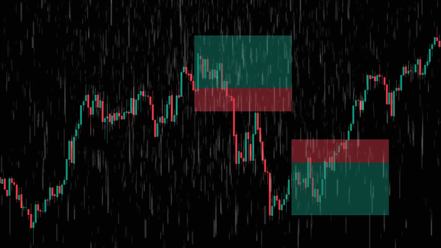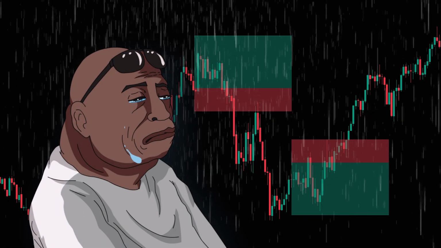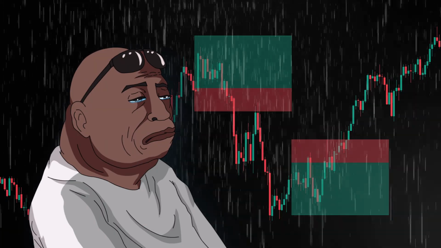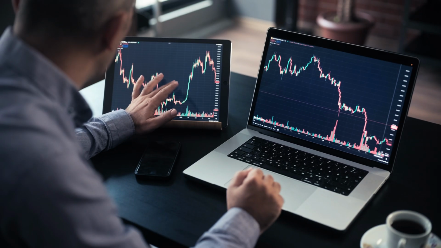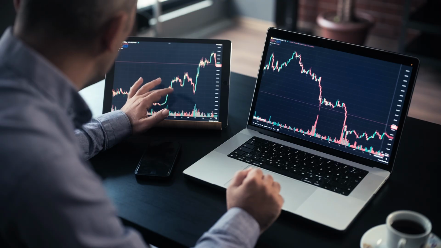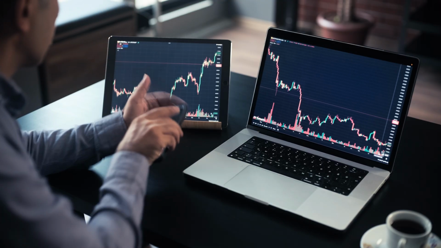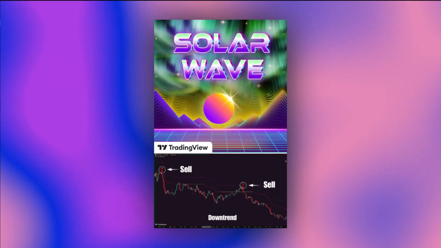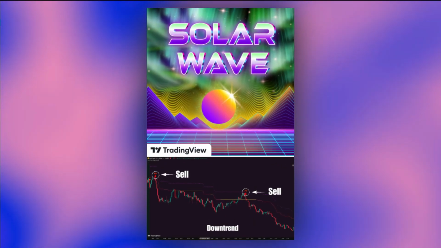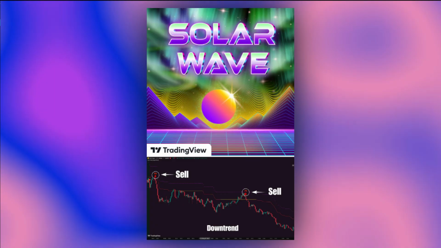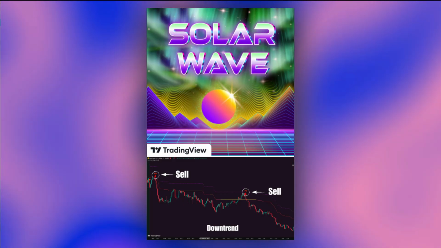This doesn't just hurt your account, but also affects your psychology, leading to a noticeable drop in your overall trading performance. That's why we need clear strategies or reliable indicators to minimize risks. One of the standout tools I'd like to introduce today is SolarWave. This indicator helps you identify trends visually while providing clear entry signals, reducing emotions and improving trading performance.